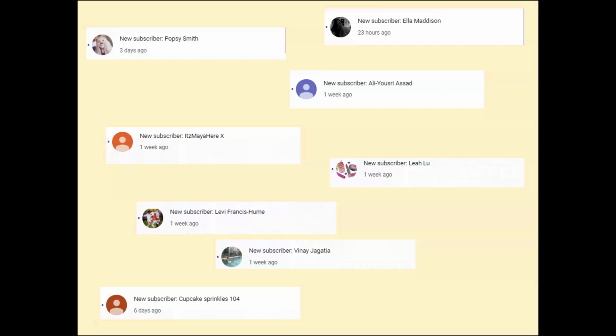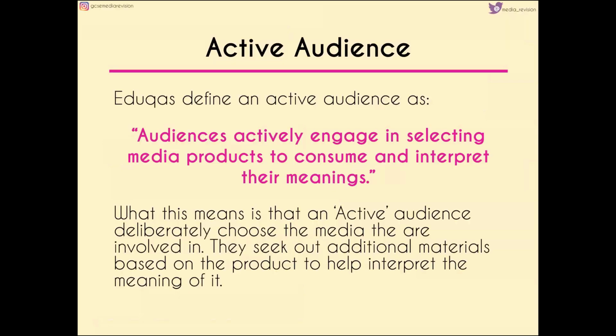Alright, today we're going to be looking at active and passive audiences. So an active audience is defined by Eduqas as audiences who are actively engaging in selecting media products to consume and interpret their meanings. Basically what this means is that an active audience deliberately goes out and chooses the media that they want to be involved in. So they deliberately decide to watch a film, or they deliberately decide to start playing a game. And on top of that, they also seek out additional materials based on the product so that they add to this sort of interpretation of it.